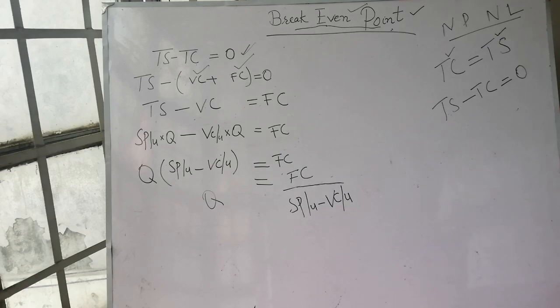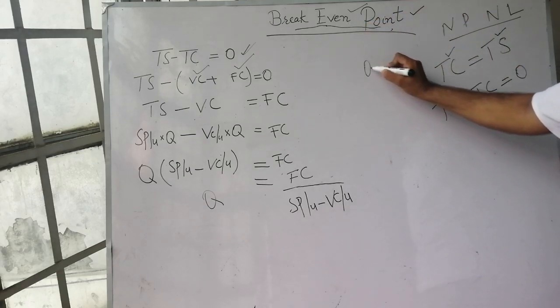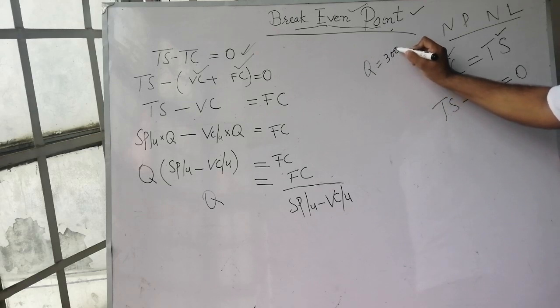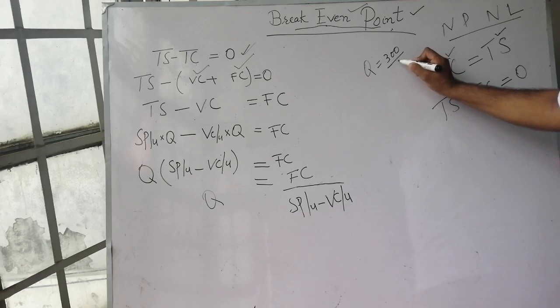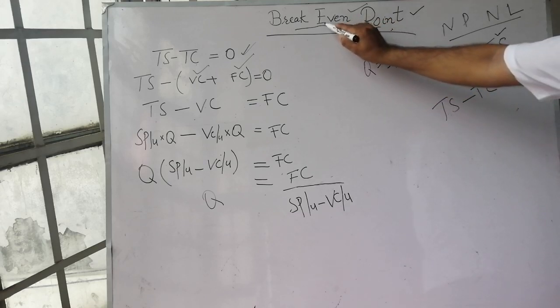Why is it necessary to calculate? Because each manufacturing unit, each company wants to know how many minimum units it should produce in order to reach break-even point. Suppose break-even point of company A is 300 units. It means that it must produce a minimum of 300 units to reach break-even point.